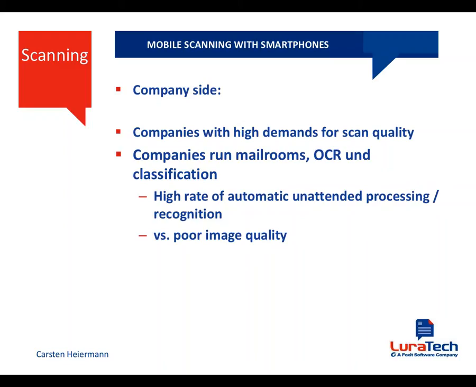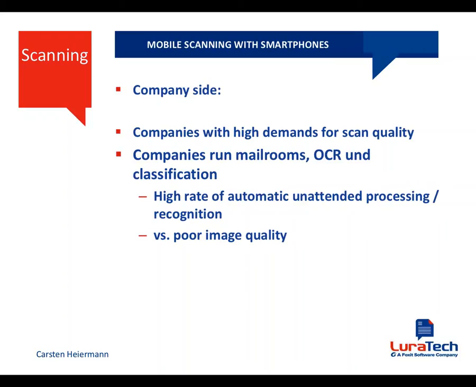organized to generate high quality scans, high quality images of documents. And then they have OCR and classification engines and whole factories for automatically working on documents, automatically recognizing documents. But these tools are completely dependent on image quality. And smartphone photos, when you get them, are really poor in terms of image quality.